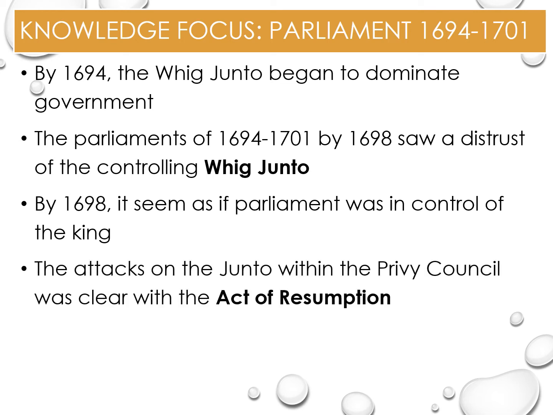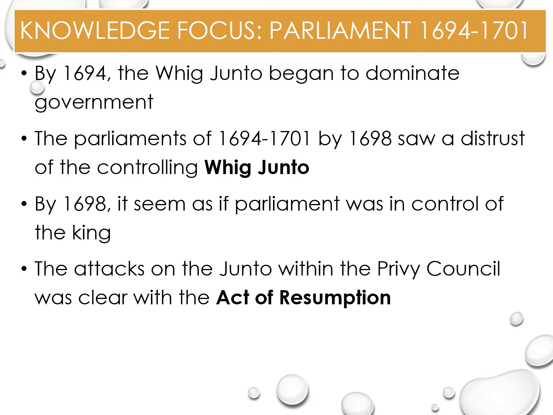The attacks on the Junto grew, and in 1698 the country faction were able to secure a bill which reduced the size of William's standing army to 7,000 and disbanded his personal Dutch guard. They also set up a commission to investigate the recipients of confiscated lands in Ireland. At this time it looked like Parliament were holding the reins.